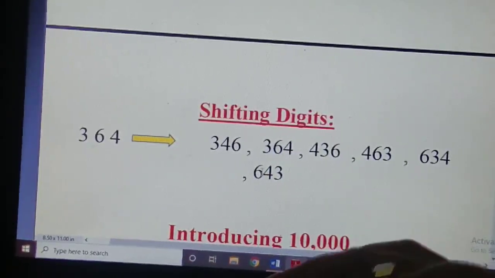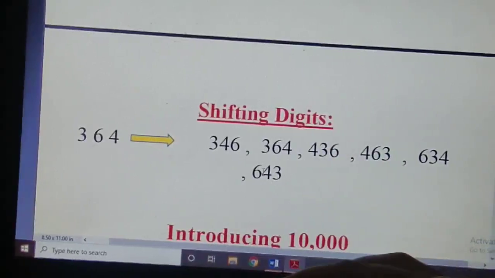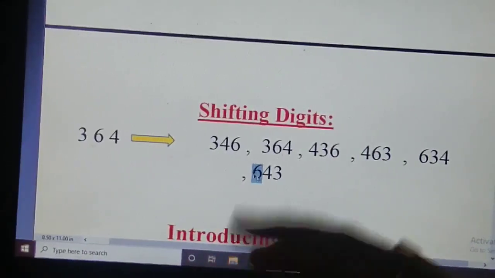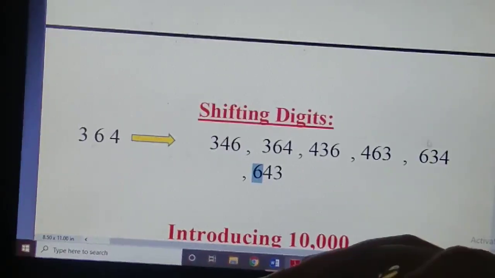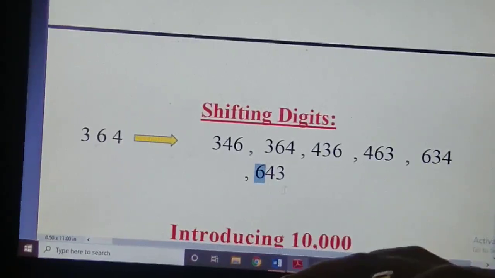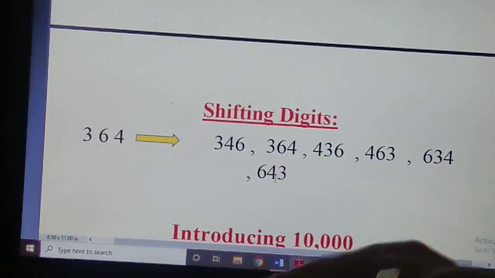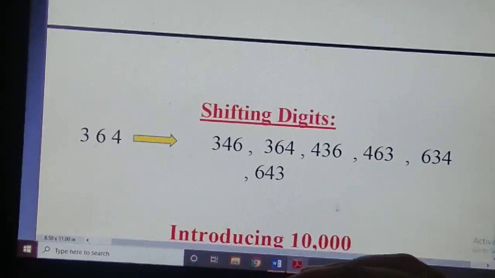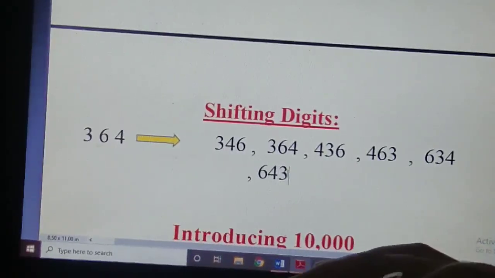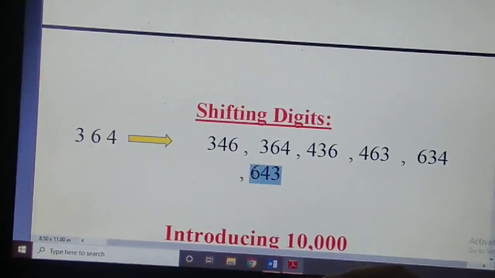Here we observe that we will first find the greatest number. At the hundreds place, 6 is the greatest digit. Here also 6. Now at the tens place, that is 4, and here 3. So we can say 643 is the greatest number.